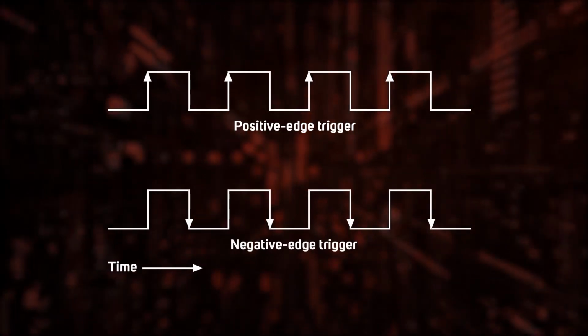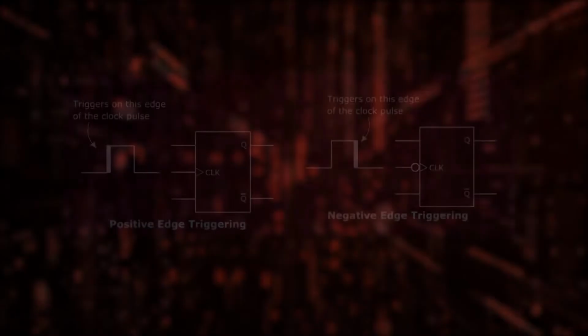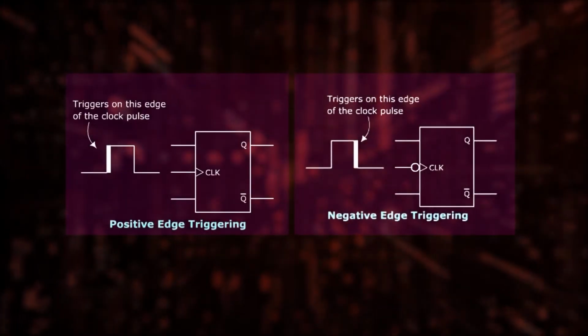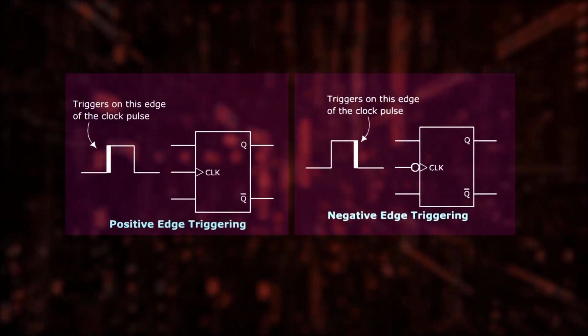The clock pulse shown here is a square wave signal. The flip-flops are edge triggered circuits. They can be triggered at the positive edge or negative edge of the clock pulse. You can make out from the block diagram whether the flip-flop is a positive or negative edge triggered flip-flop.